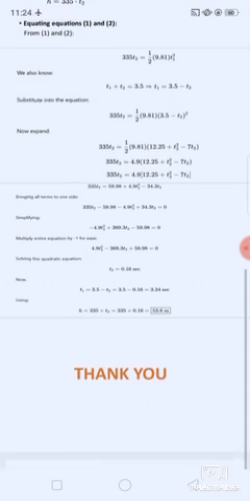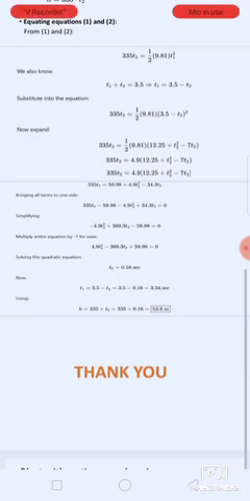Simplifying: minus 4.90 t2 square plus 369.32 t2 minus 59.98 is equal to 0. Multiplying the entire equation by minus 1 for ease: 4.9 t2 square minus 369.32 t2 plus 59.98 is equal to 0.